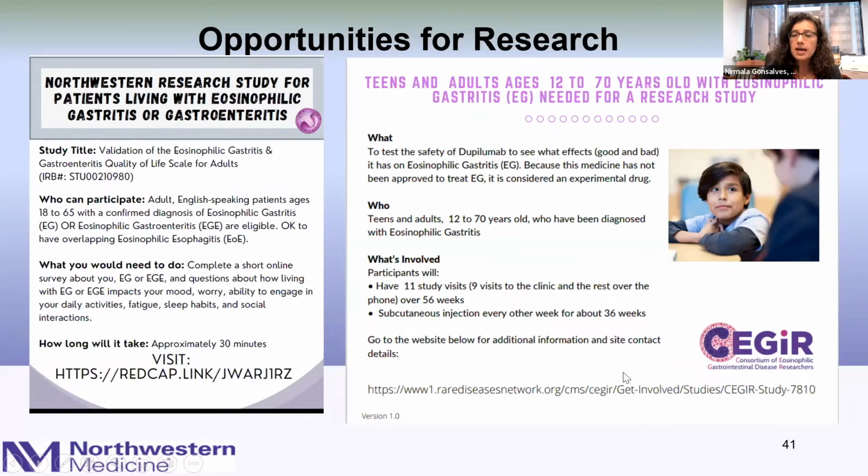The second study I'd like to highlight is through CEGIR. This is for patients, teens and adults, ages 12 to 70 years old, with eosinophilic gastritis. The purpose of the study is to test the safety of dupilumab and see what effects, good and bad, it has on eosinophilic gastritis. There's a link down here at the bottom if you're interested in learning more about the study or connecting with the study coordinator at Cincinnati Children's. I will leave that up for a few minutes while I turn it back over to Jen to start the question and answer portion.